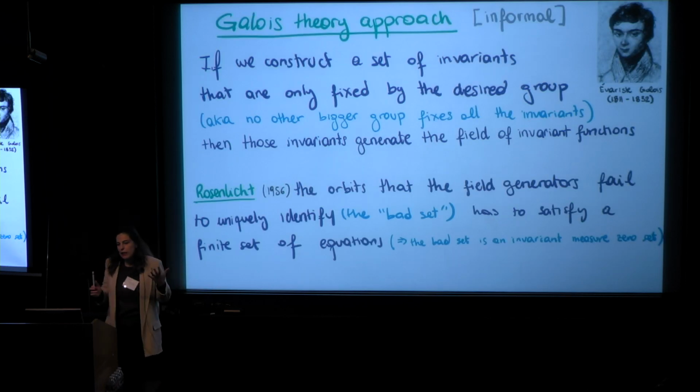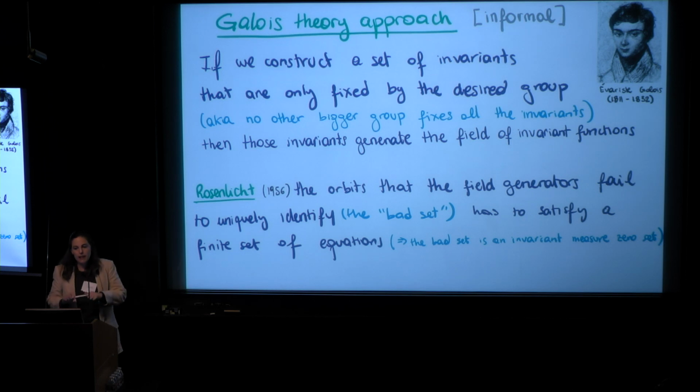So what Galois theory says in this context is that if we can construct a set of invariants that are only fixed by the desired group, which is the smaller group, and no other bigger group fixes these invariants, then those will generate the field of invariant functions.